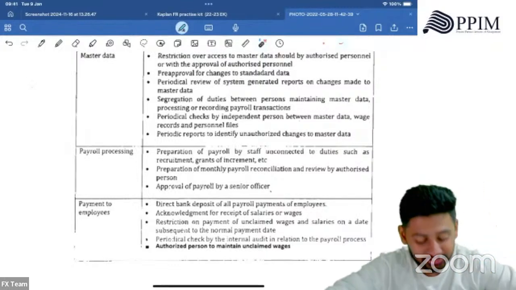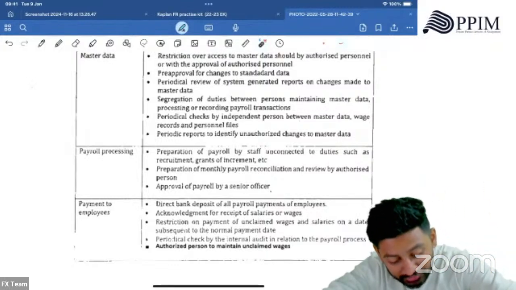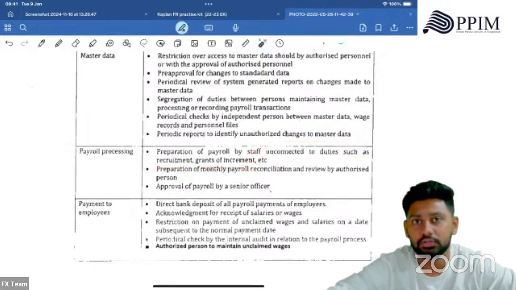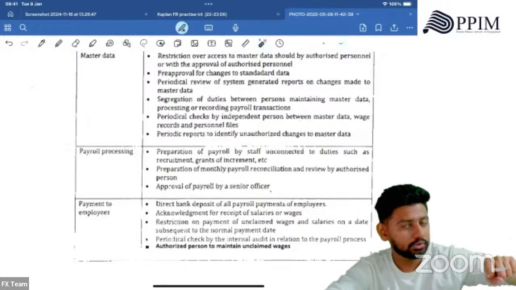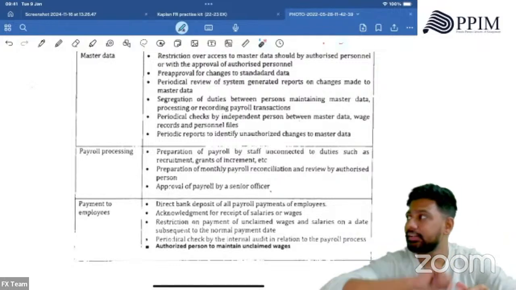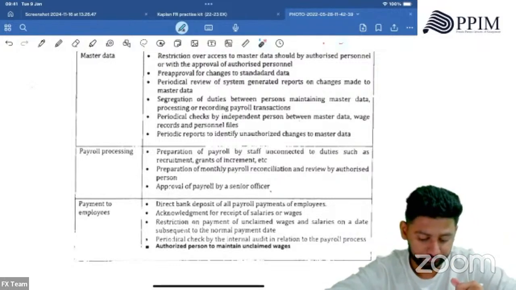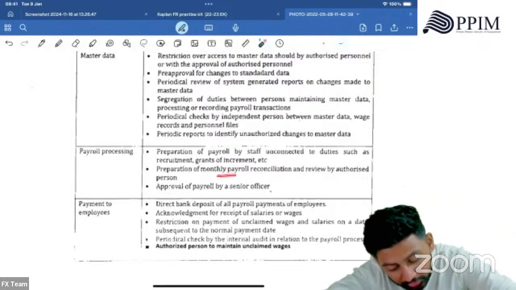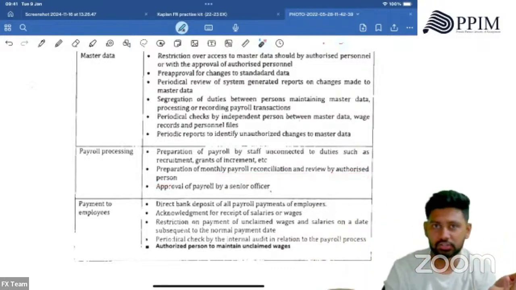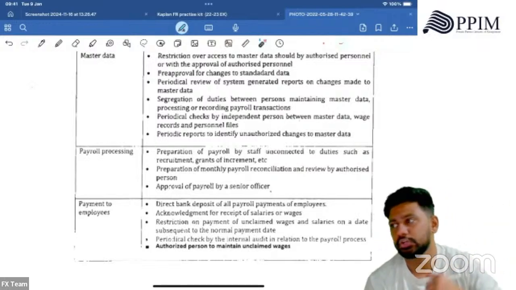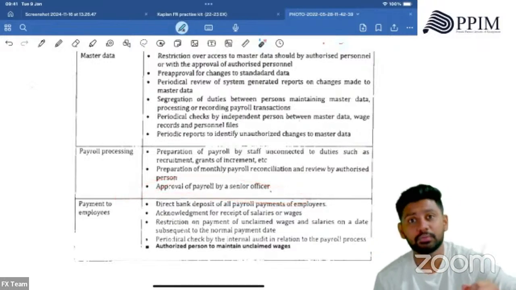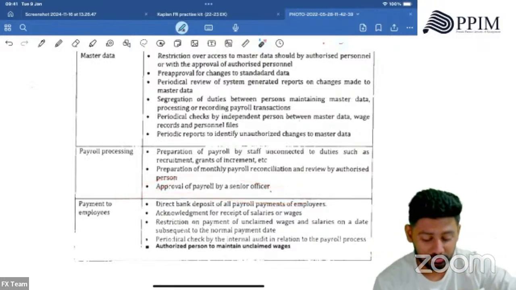And then when processing payroll, preparation of payroll by staff not connected to duties such as recruitment, grants, or increments. So you have to make sure that when you're processing payroll, people who are not connected to the payroll are chosen. Preparation of monthly payroll reconciliation, reviewed by an authorized person. Payroll reconciliation with the payments made to transfers to the number of staff available. You need to do a reconciliation. Approval of payroll by a senior officer. Before the payment goes in, you need to get the approval of a senior officer.